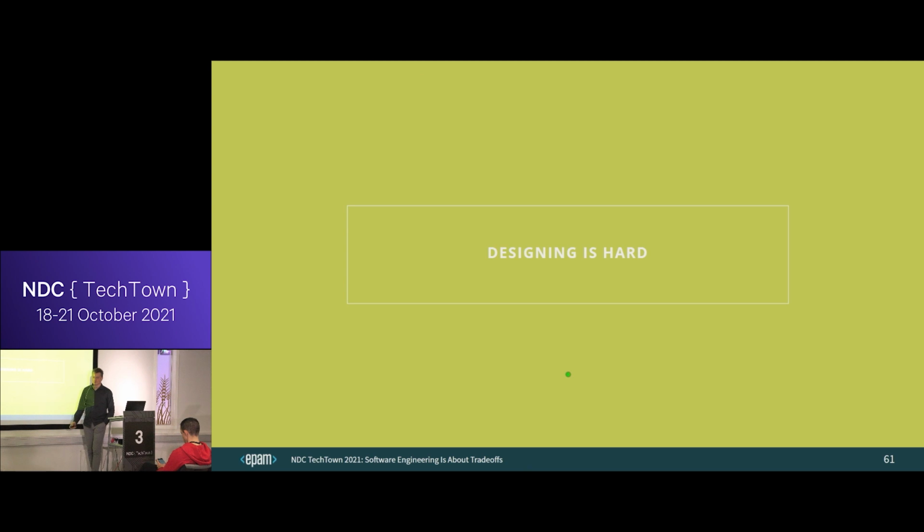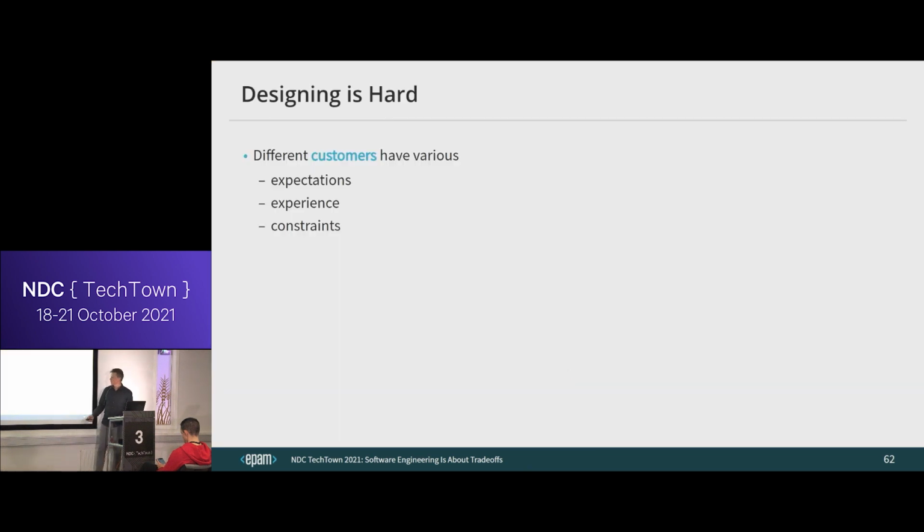Designing is hard. Different customers have different expectations, experience, constraints. And by this I also mean you guys here. Actually, I did this talk 3 times already for different audiences, and I always get different results, depending on the audience, on, I don't know, time of day. Maybe the fact that we just ate lunch affected us.